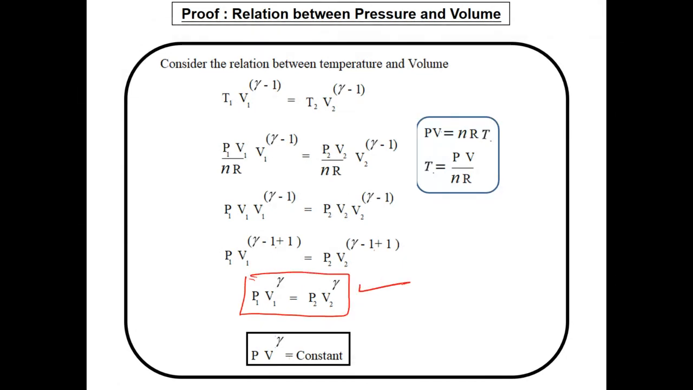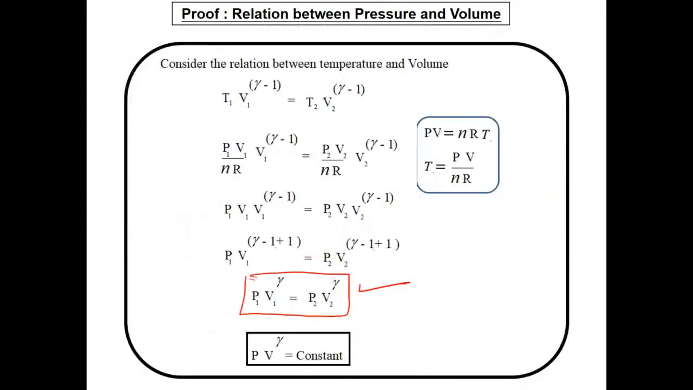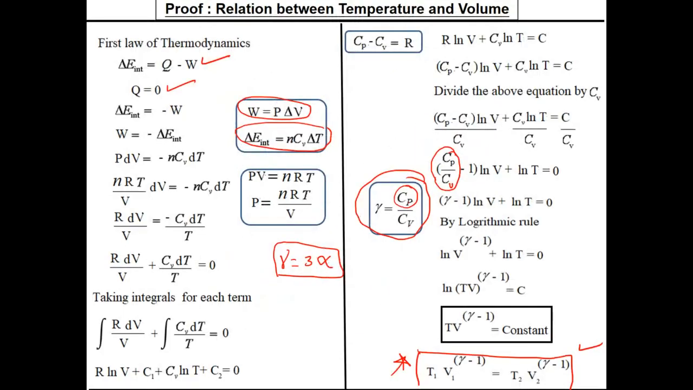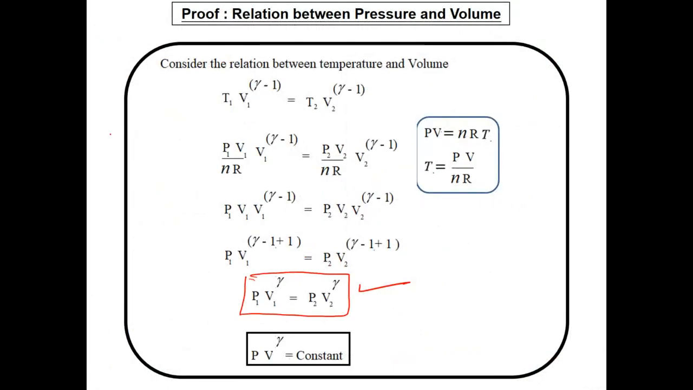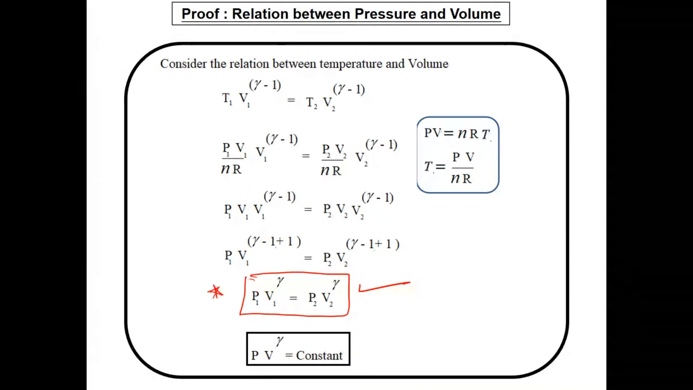So if you want to get this equation, my dear, listen carefully. If you want to get the relation for pressure and volume, you have to take the temperature and volume equation. So if you want to get that relation, you must use this equation. I took this equation, put it here, and then applied the ideal gas equation. When I rearrange this equation, I get the final expression. Clear, my dear?